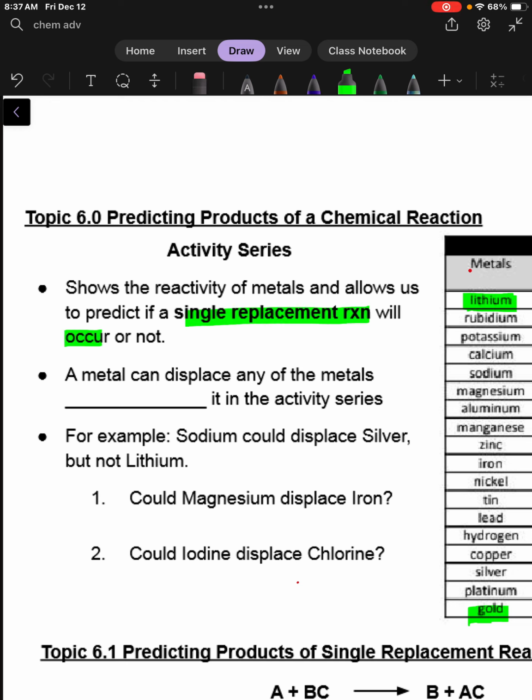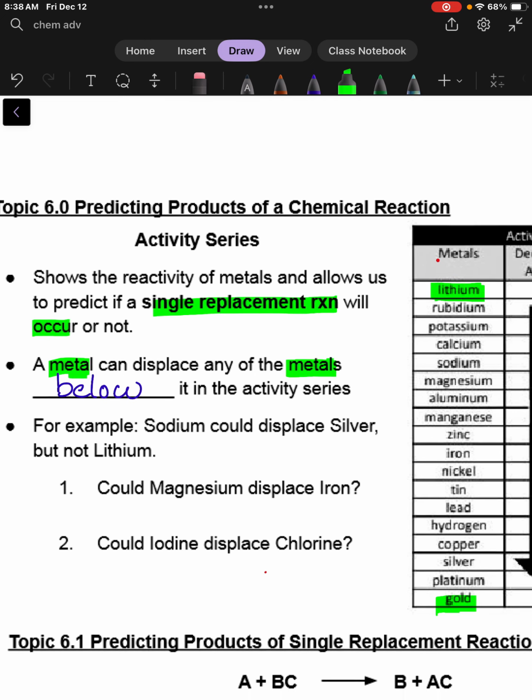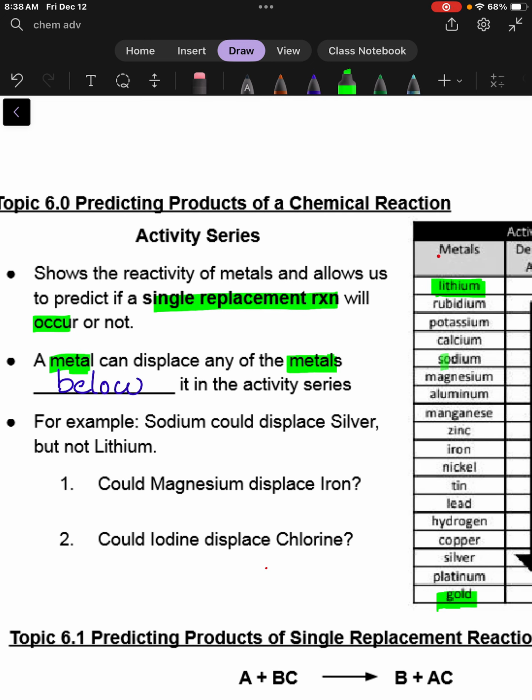A metal can displace all other metals and hydrogen. Hydrogen is also an exception there. A metal can replace any other metal below it in the reactivity series. For example, look, sodium is here. Sodium can replace silver, which is further down.